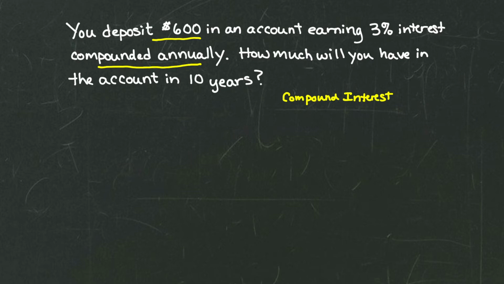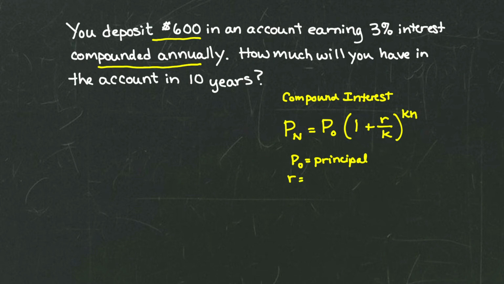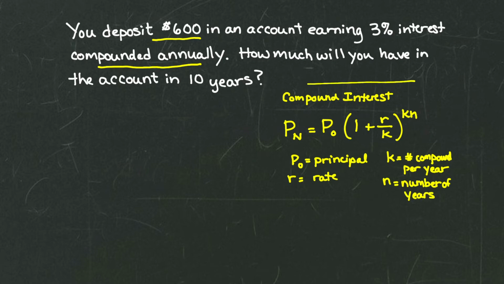Do you remember in the compound interest formula, it tells us that our future amount, or the money in our account after n years, is equal to P sub 0, or our principal, times 1 plus R over K raised to the Kn. And in this specific formula, P0 is our principal, R is our interest rate, K is the number of compounds per year, and finally N is the number of years that we have the money in the account. So that's our compound interest formula.